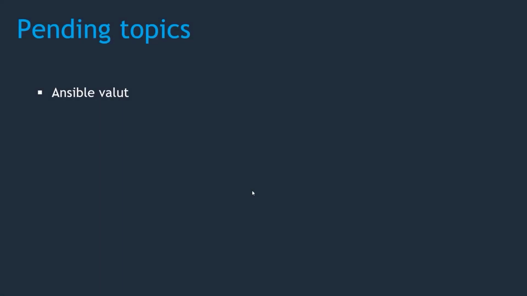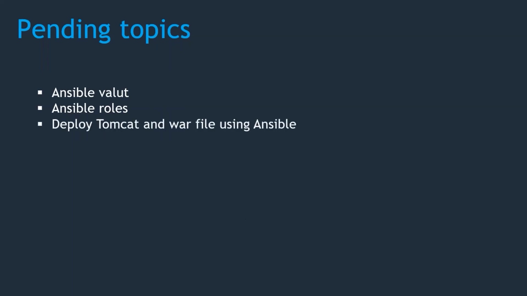Alright, in the previous session we have seen what is Ansible Vault and also Ansible roles. We are going to deal with Ansible roles again today, and we need to see deploying Tomcat and a war file using Ansible and setting up a Jenkins server using Ansible. So today we are going to deal with these two: how we can set up a Jenkins server using Ansible, then how we can create a Tomcat server and deploy a war file using this Jenkins.